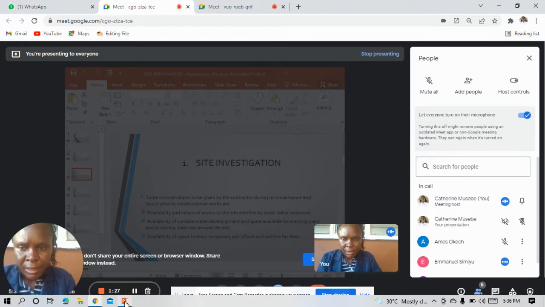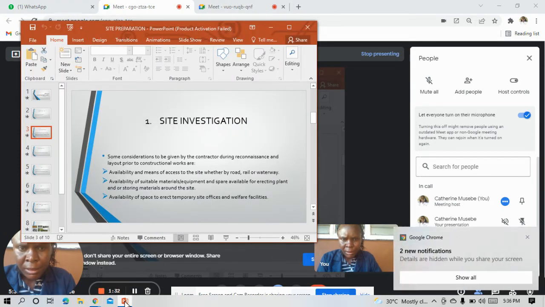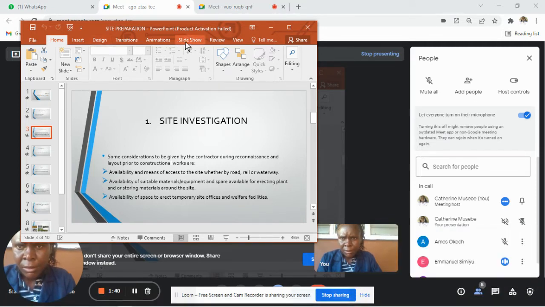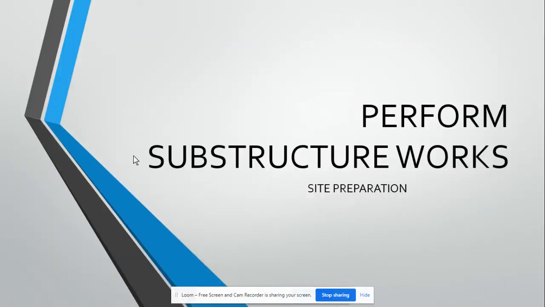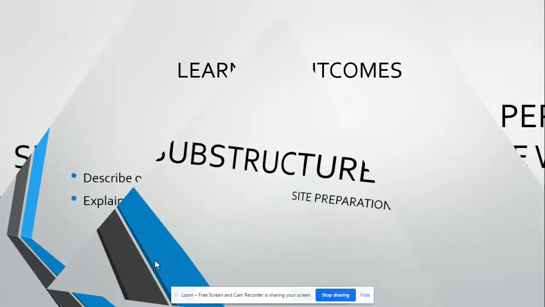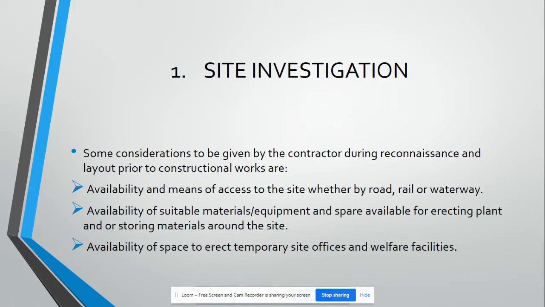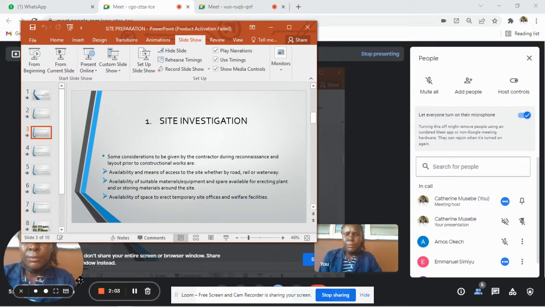Site investigation. Some considerations to be given by the contractor during reconnaissance and layouts prior to construction work are: availability and means of access to the site, whether by road, rail, or waterway. Second point, availability of suitable materials for equipment and spare available for erecting plant and for storing materials around the site. Third point, availability of space to erect temporary site offices and welfare facilities.